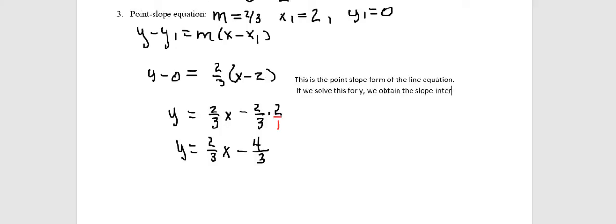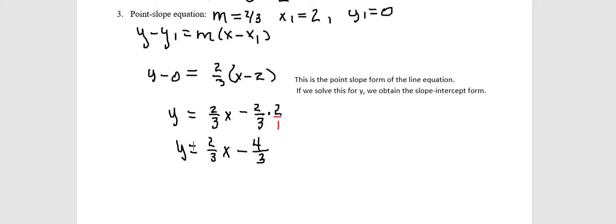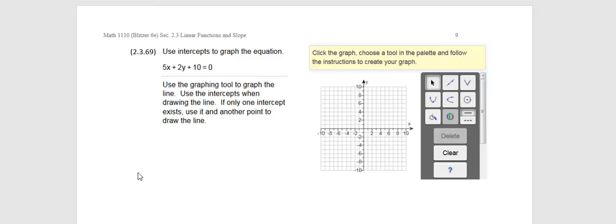So if we solve that equation for y as we did, we'll get the slope-intercept form of the line's equation. And so we see that this final equation is the slope-intercept form of the line's equation. And that's unique. There's one and only one slope-intercept form of the equation.